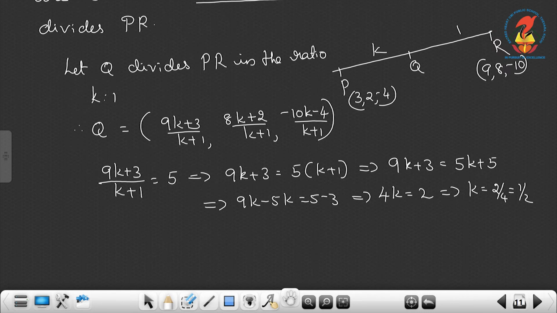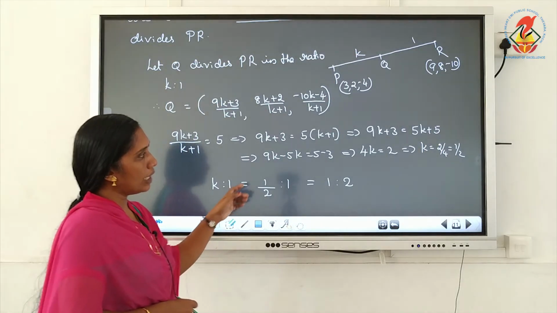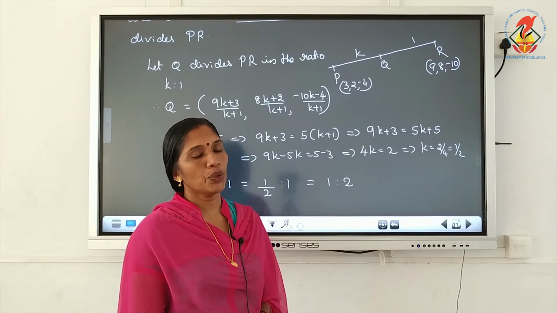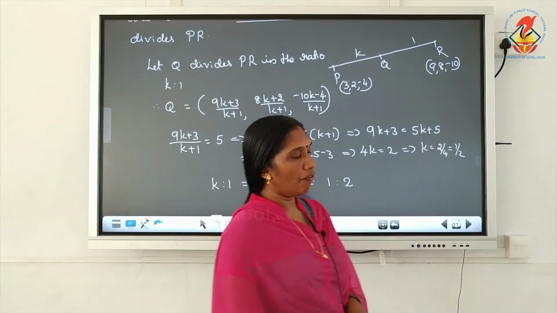So, what is k is to 1? The question is find the ratio. K is to 1 is equal to 1 by 2 is to 1, that we write as 1 is to 2. So, here k value is positive. So, from that we can say that Q divides PR internally in the ratio 1 is to 2.